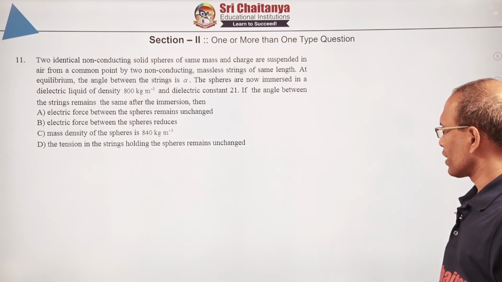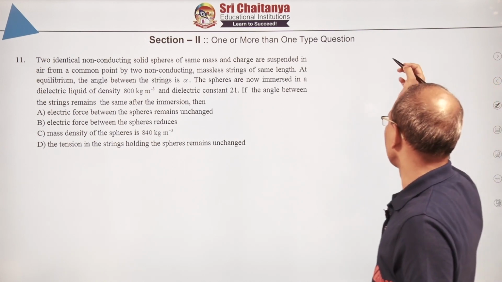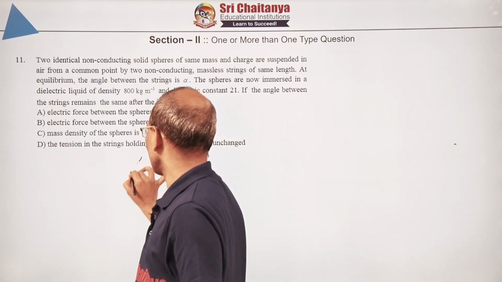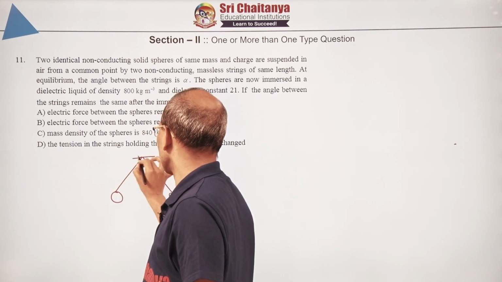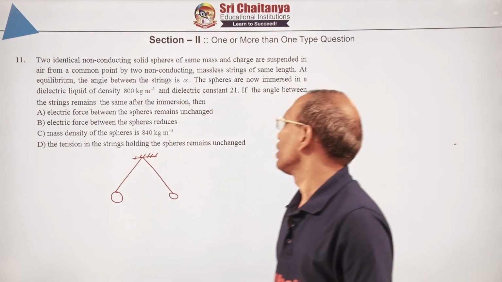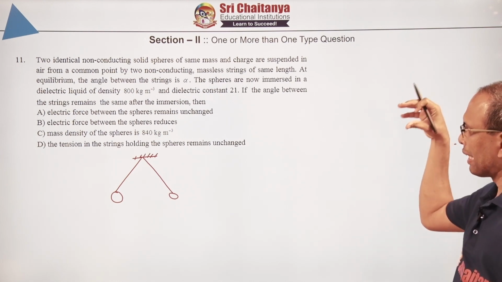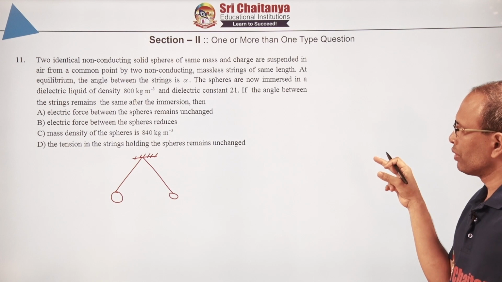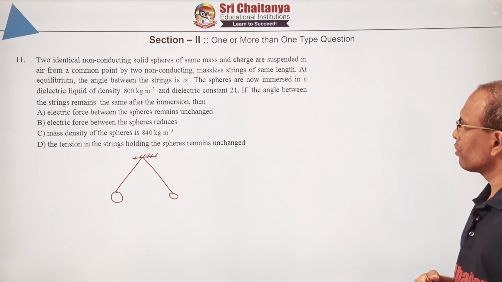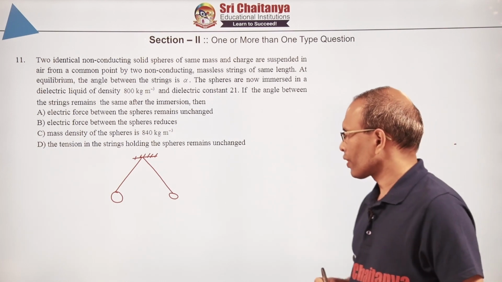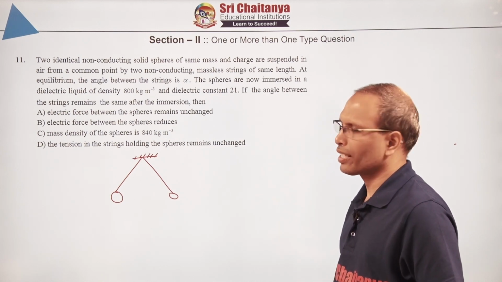Two identical non-conducting solid spheres of the same mass and charge are suspended in air from a common point like this. The angle between the strings is given as, suppose, alpha. Now they are immersed in a liquid of dielectric constant 2 and density 800. Now the angle between them remains the same. So he is asking what are the things that are going to happen.